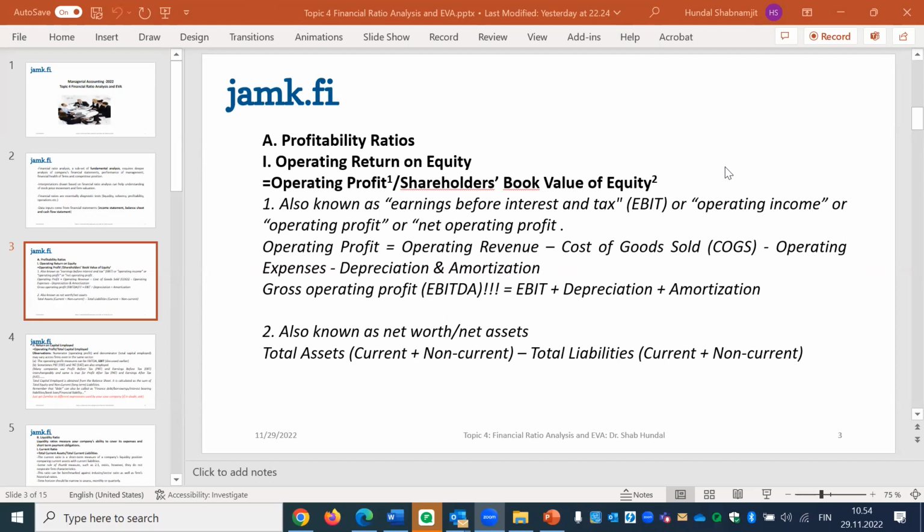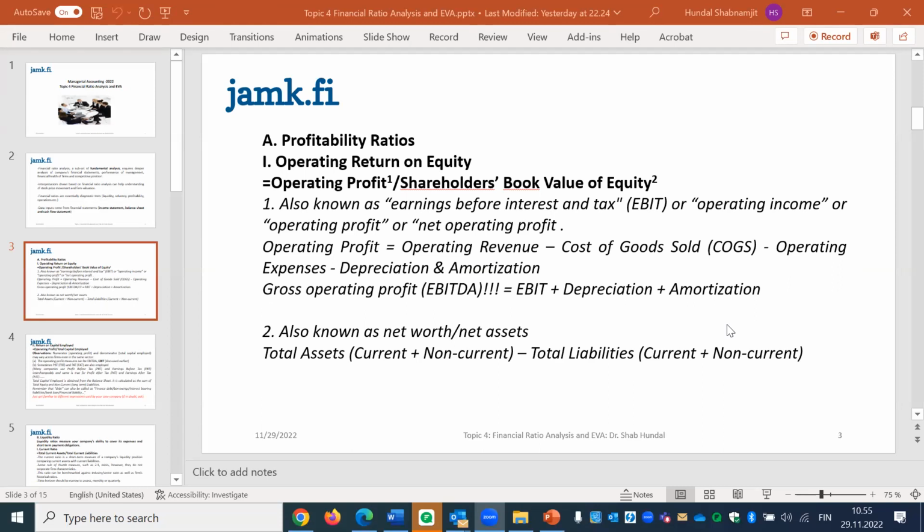The denominator is shareholders' book value of equity. So the shareholders' book value of equity is also called net worth or net assets, and that is equal to the total assets minus total liabilities. And that shows the shareholders' equity, basically.